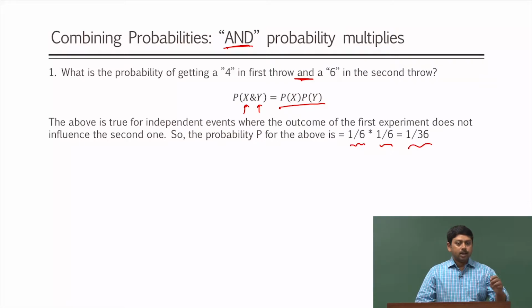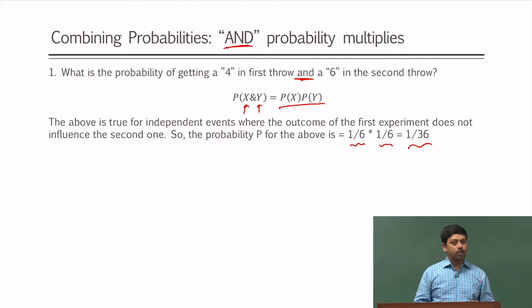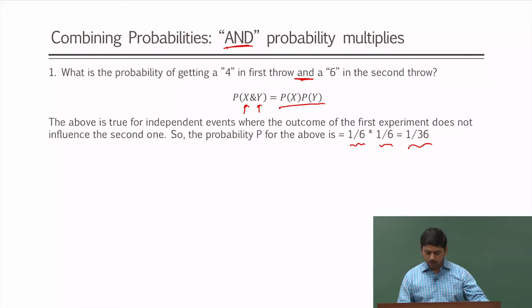Similarly, what is the probability of getting 2 heads in a row? Half into half, 1 by 4. 3 heads in a row, half into half into half. So, what is the probability I will get 10 heads in a row? That means first toss head and second toss head and third toss head and fourth toss head and fifth toss head, like that up to the 10th toss, it will be 1 by 2 to the power 10. So, probability is multiplied. That is why the probability of getting W microstates for one system and W microstates for the second system is W into W. Okay. So, that is why we had the W square.